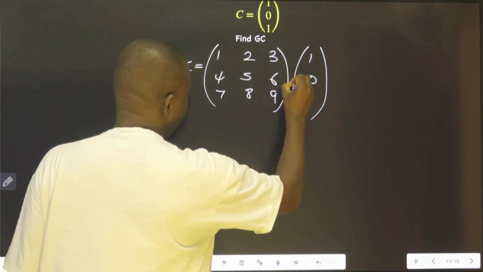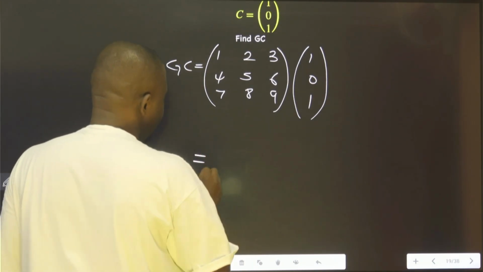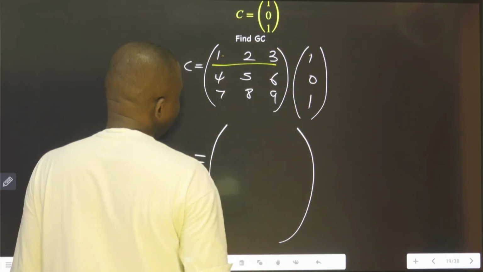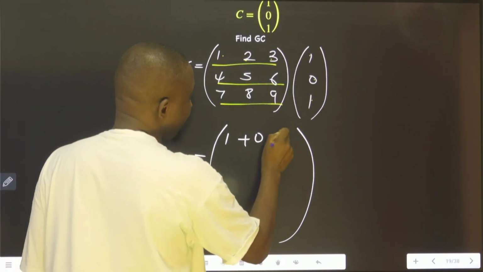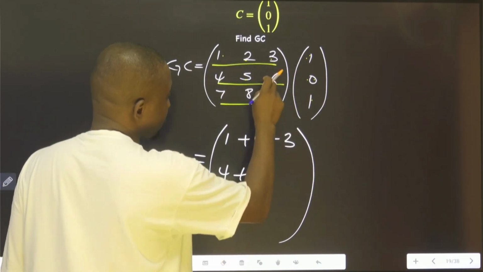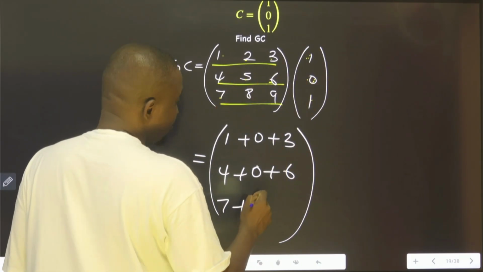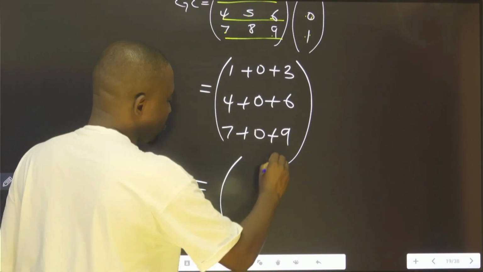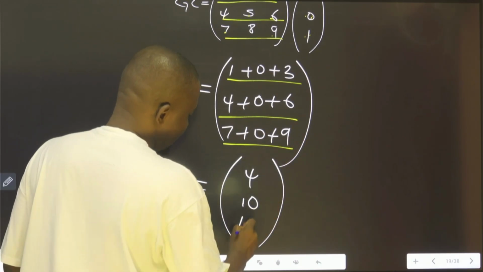If you like, I'll put a dot here. It doesn't matter. Now, how do we solve this? Is this multiplied by everything here? 1 multiplied by this is what? 1. This is 0. Okay, this and this will give us 3. Then this and this will give us 4, 0, 6. This and this will provide 7, 0, 9. Equal to 4, 10, 16.